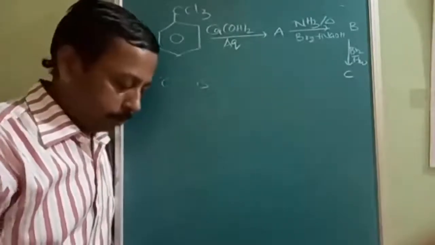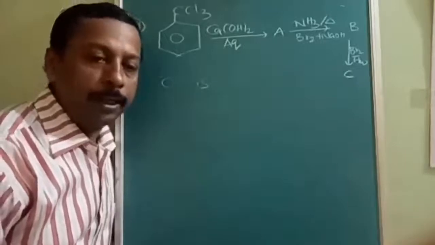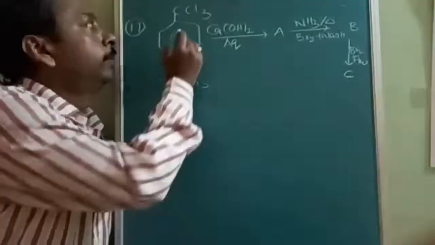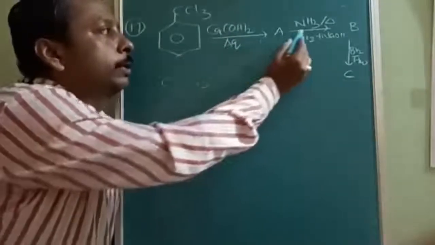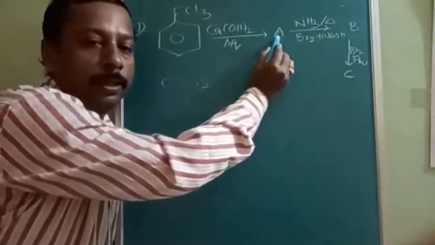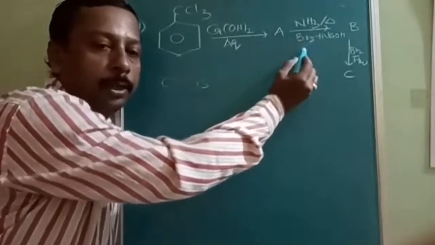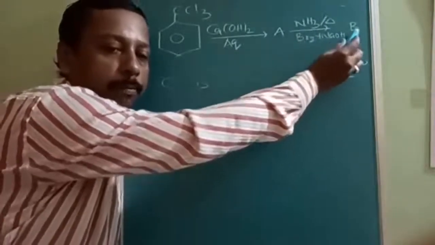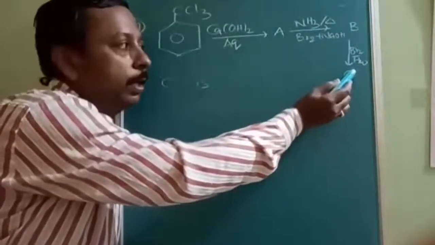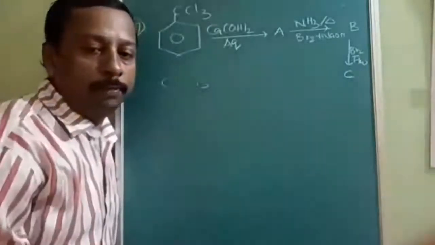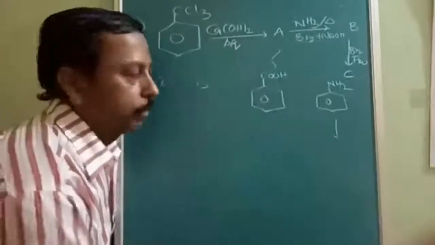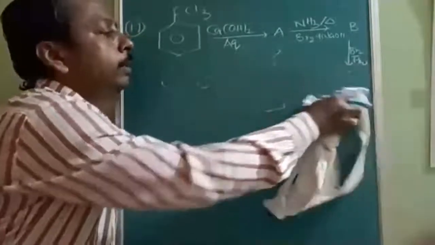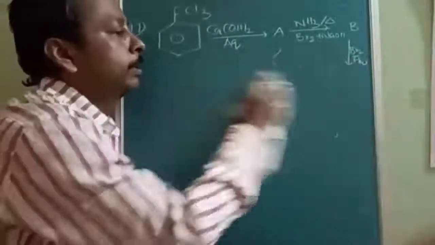Next question is a multi-concept organic series question. First, this is reacted with Ca(OH)2 aqueous. Then a product A is formed and treated with ammonia, bromine and NaOH. Then B. Then treated with Br2 and H2O. Then C. Finally, you have to find out what C is. Simple reaction. First, I will explain step by step.